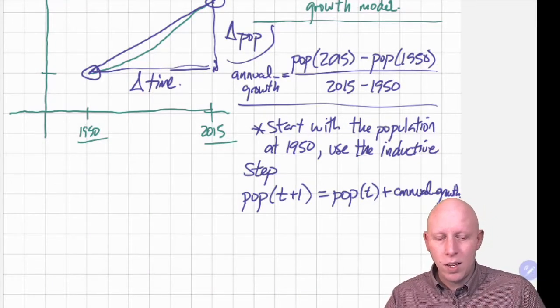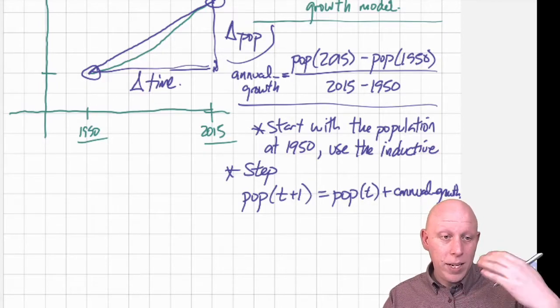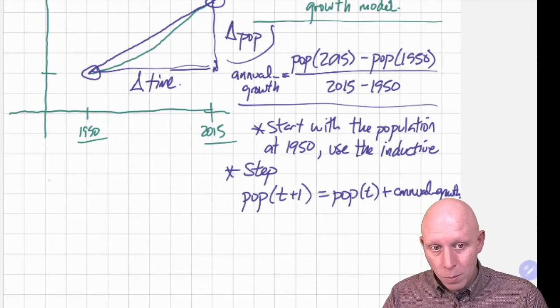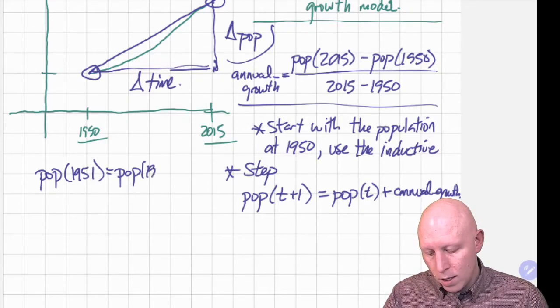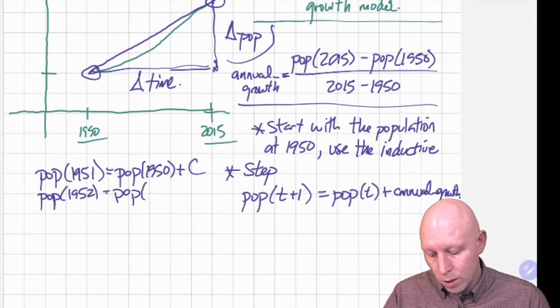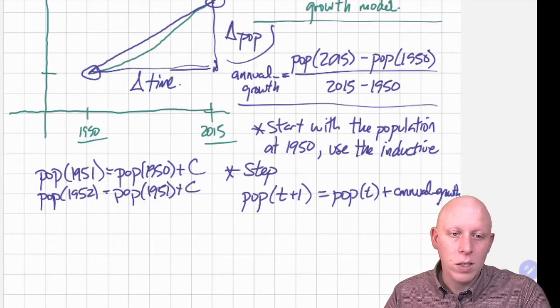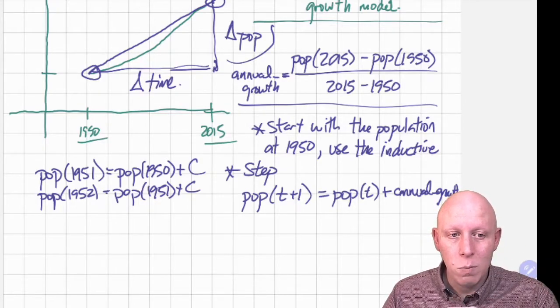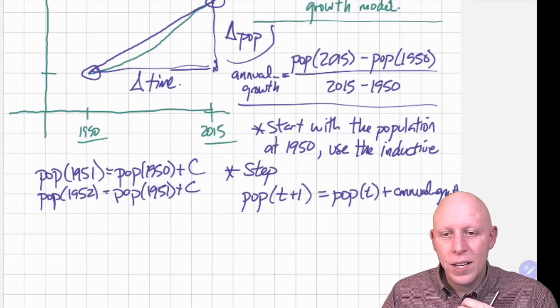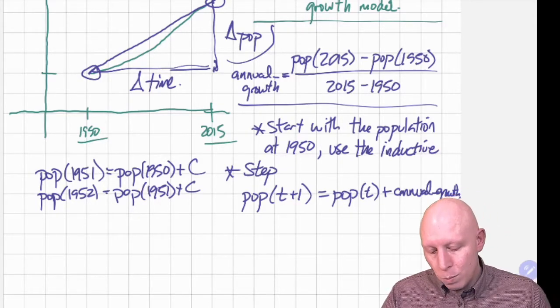So that's the basic premise here, that if we know what the population is at 1950, then we can calculate the population at 1951 by adding this constant to it. And then we can use the population at 1951 to calculate the population at 1952 by adding that same constant c. All right, so that's the philosophy behind the setup. And so now we need to figure out how to put this into code.